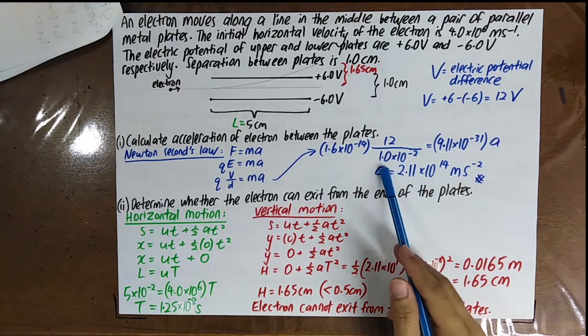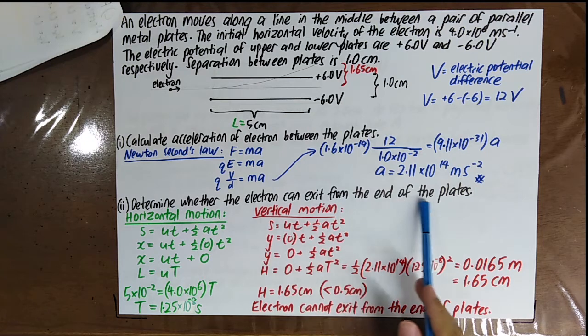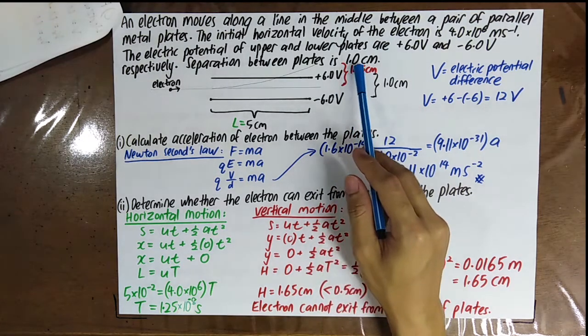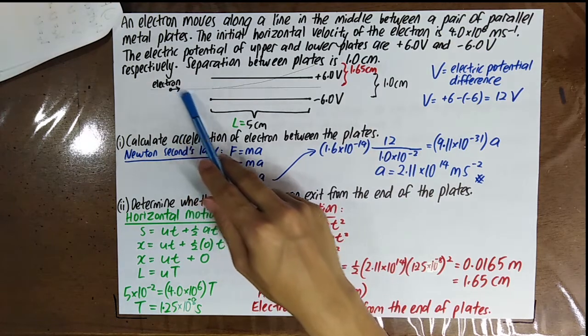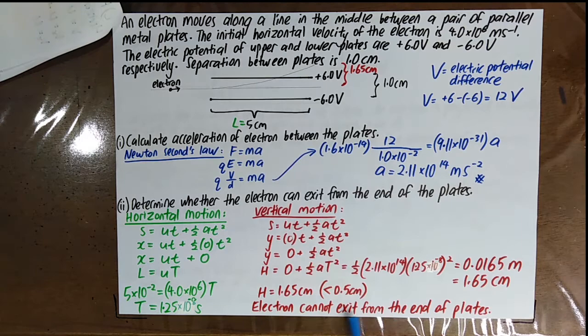Okay, then you can find out the acceleration of the electron, and please determine whether the electron can exit from the end of the plates or not. So you try your best to find the capital H, which is the maximum displacement of the electron. If the maximum displacement of the electron, let's say now the answer is 1.65 centimeter, that means that the electron will clash with the positive plate, and therefore the electron cannot exit from the end of the plates.